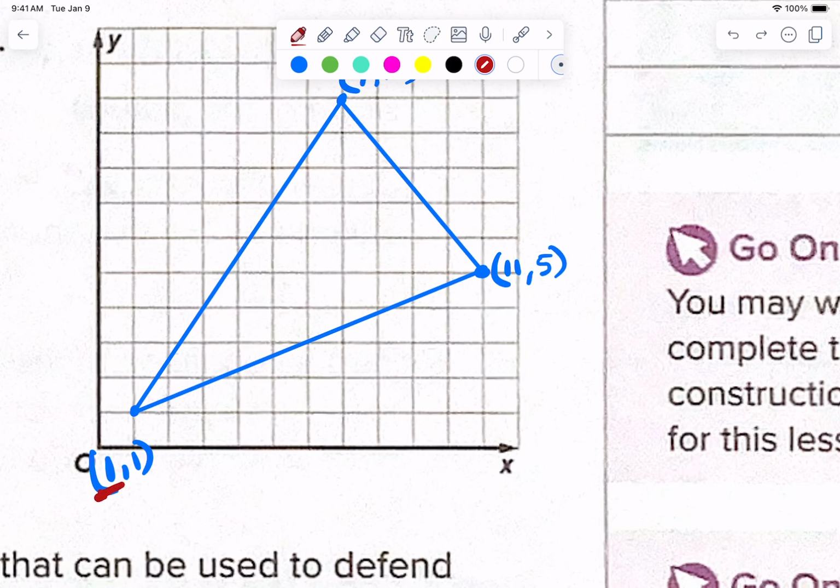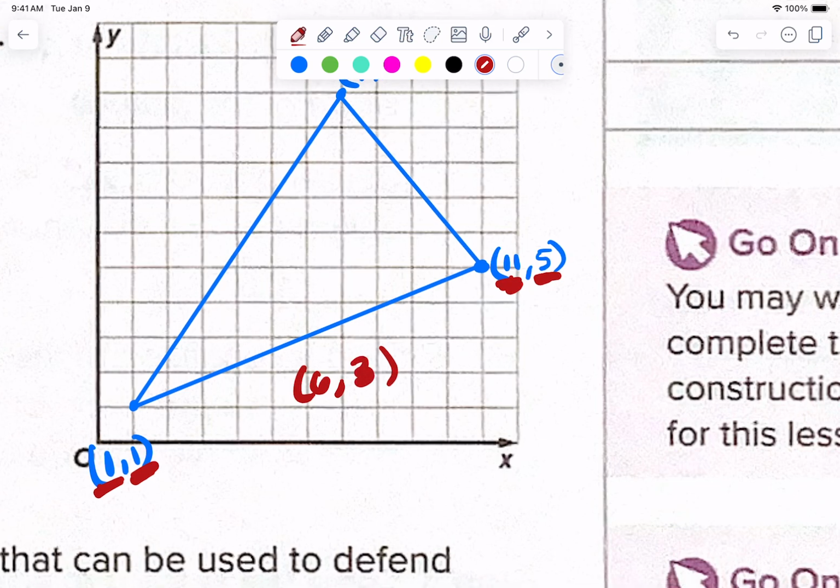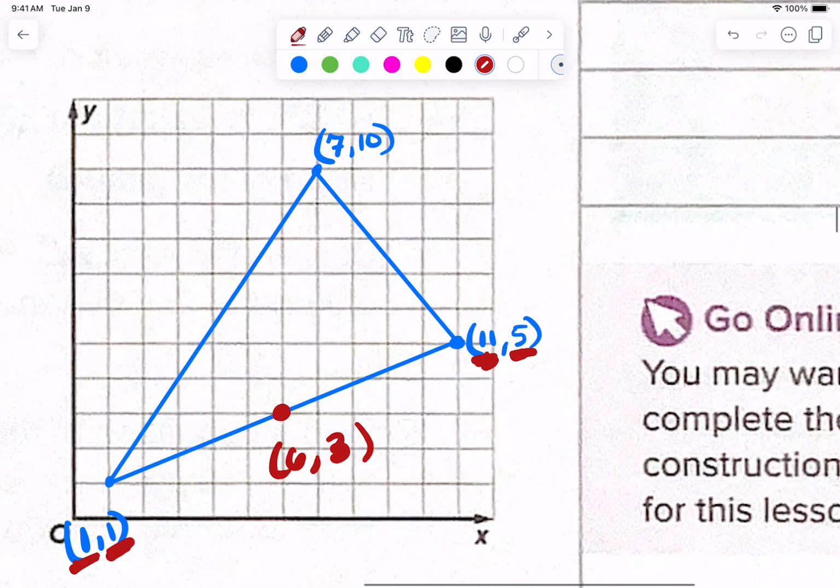I'm averaging them together. So 1 and 11, if I add them together, is 12. 12 divided by 2 is 6, comma. 1 and 5, if I add those together, is 6, divided by 2 is 3. 6 comma 3, I think, is that point exactly right there. That's the middle. And we're going to connect it where? To the opposite vertex. You betcha. Now we've got to find the midpoint for all the other ones.